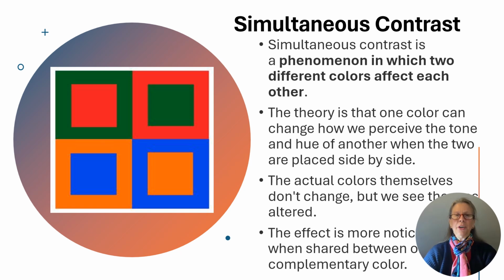Simultaneous contrast refers to the way in which two different colors affect each other. The theory is that one color can change how we perceive the hue of another when the two are placed next to each other and they are not complements. The actual colors themselves do not change, but we see them as altered. This movement into a complementary relationship to satisfy the eye is an important aspect to consider. When colors take on hues other than what we want, it can cause chaos and an unpleasant feeling when viewing the piece.